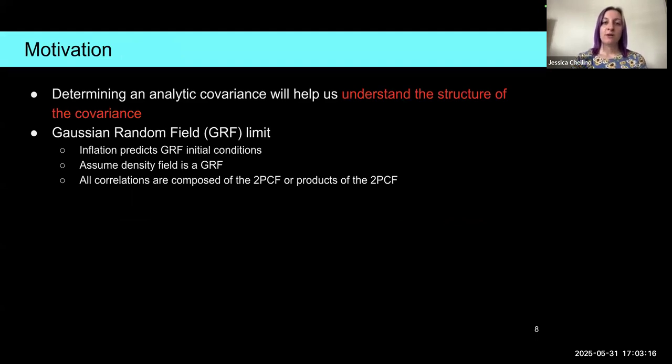So the motivation here was that we wanted to find an analytic covariance matrix so that we could understand the structure of the covariance better. Here I'm working in the Gaussian Random Field, or the GRF limit. This assumes that the density field is a GRF, and all of the correlations are the 2PCF or products of the 2PCF.